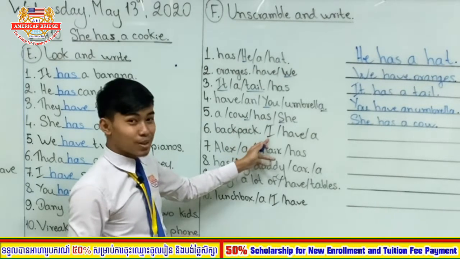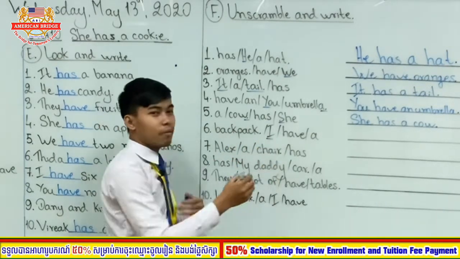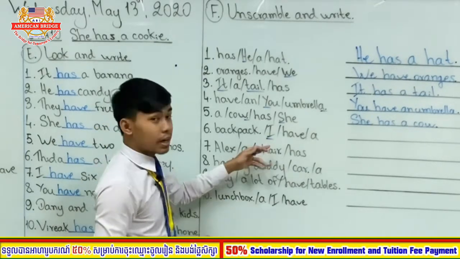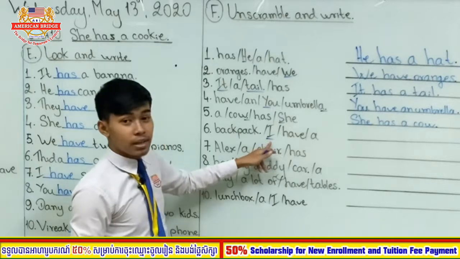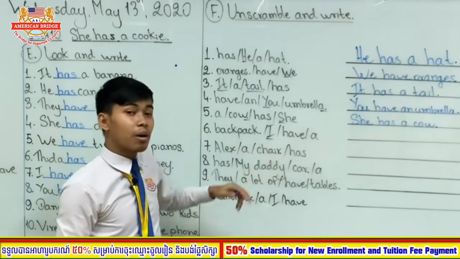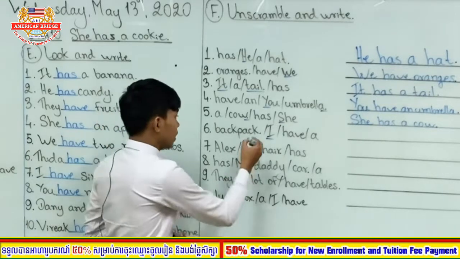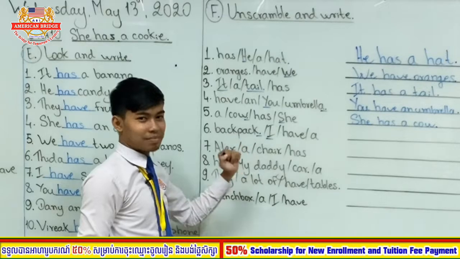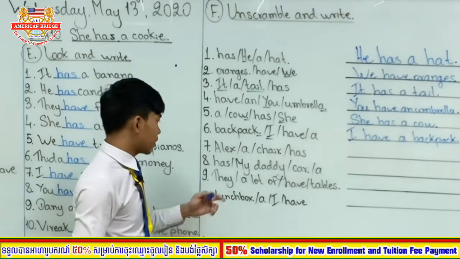Where is the capital letter here, right? I, but I always is with the capital letter all the time because it is a subject. So I is a capital letter, so we know that it will be the first word of the sentence. How about the word with the full stop? Here, right? Backpack. So I have a backpack. Now let's go to number 7.